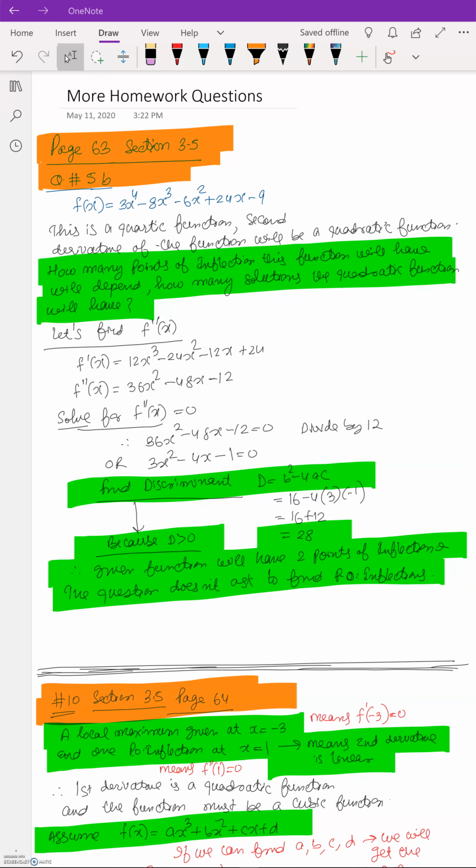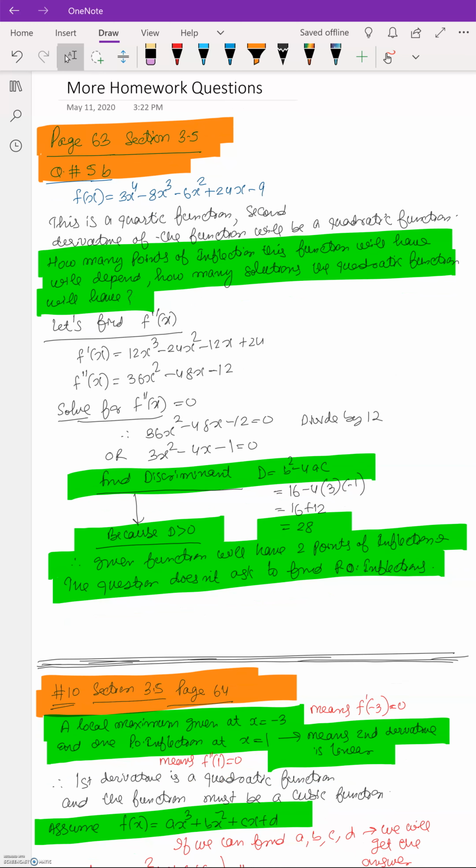I'm just going over whether there will be points of inflection or not. So I did find the second derivative. To find the second derivative, we need to know the first derivative and the second derivative. So I got this f double prime x, and when we put f double prime x equal to 0, and then I simplify it by dividing by 12, I got this as my quadratic equation. This quadratic equation, if we just want to see if there is a solution or no solution, then we just have to find the discriminant. So I found the discriminant is positive.